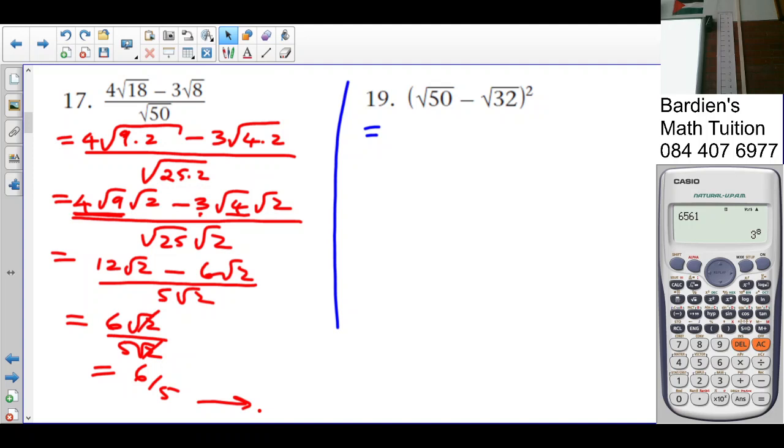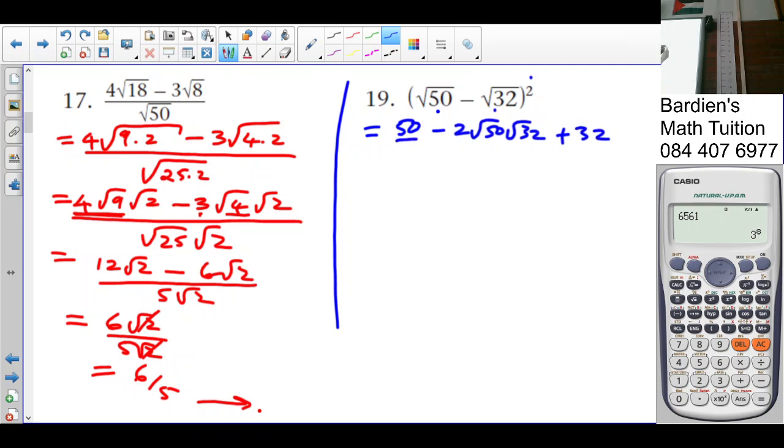We would have taken the first, the binomial square. So its first term squared is root 50 squared, which is 50. That times 2 is going to give you negative 2 root 50 root 32, plus the last term squared, which is 32. Now 32 plus 50 is going to be 82 minus.